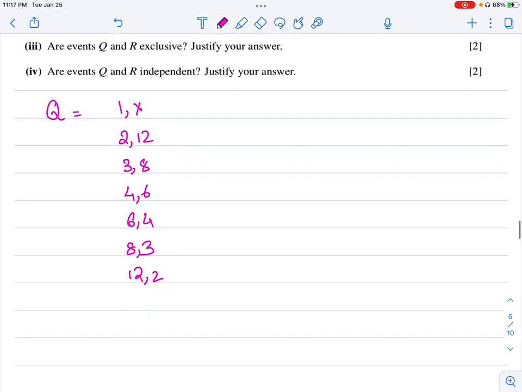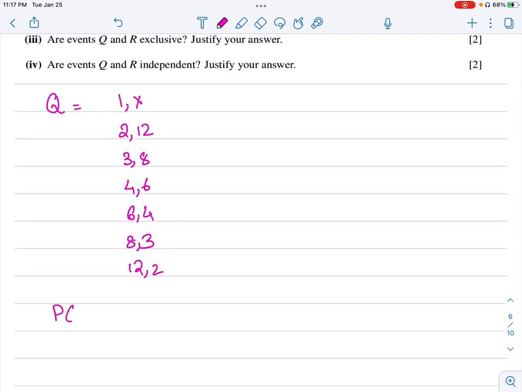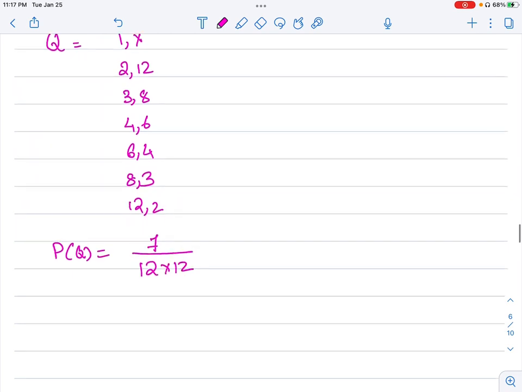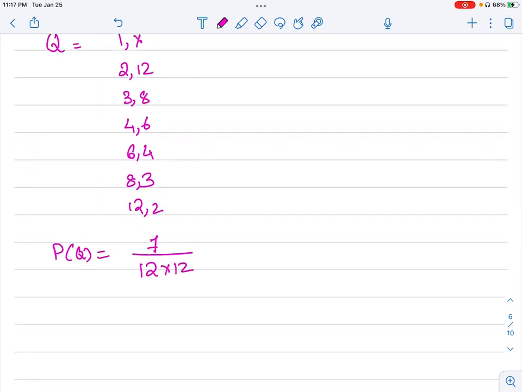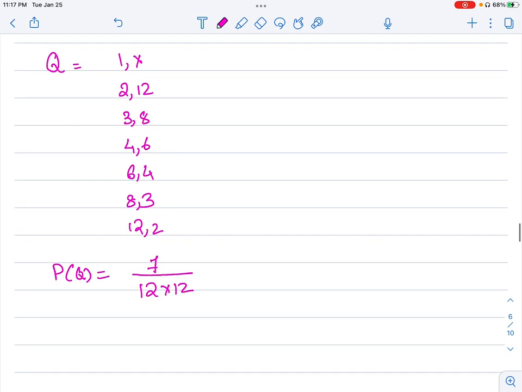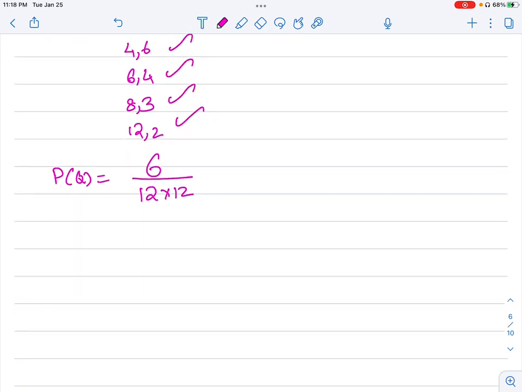So totally how many ways are there? 7 ways. Now, because the first dice can give you 12 and the second dice also can give you 12, so there are, counting again, 1, 2, 3, 4, 5, 6, not 7 ways. So there are 6 ways. The probability is 6 upon 12 times 12, which is 6 upon 144. You can write it as 1 upon 24, or 0.0417.